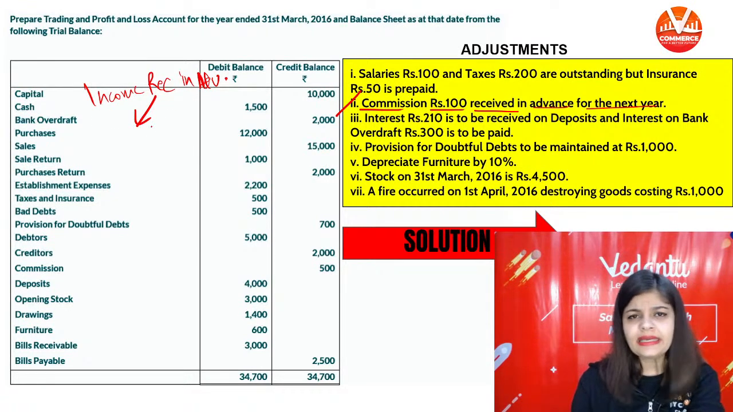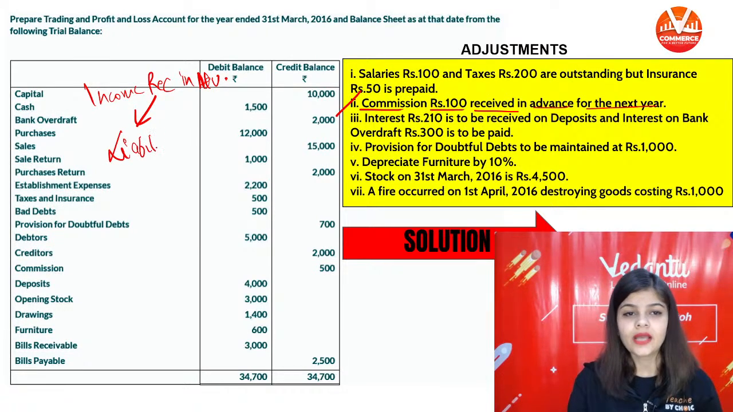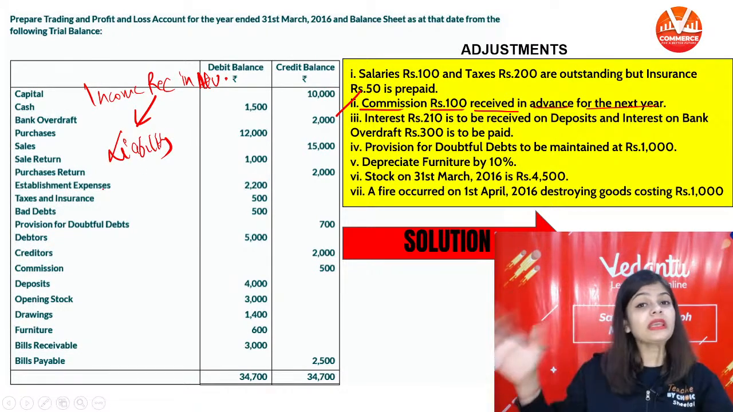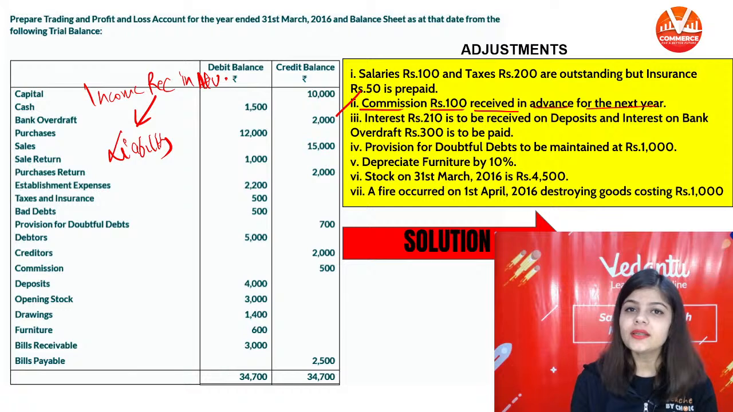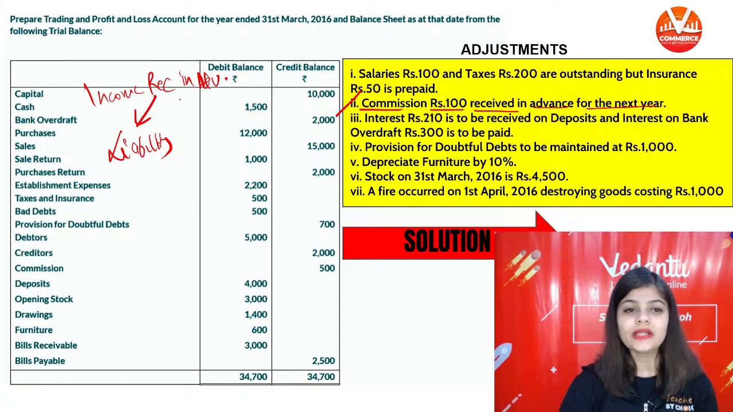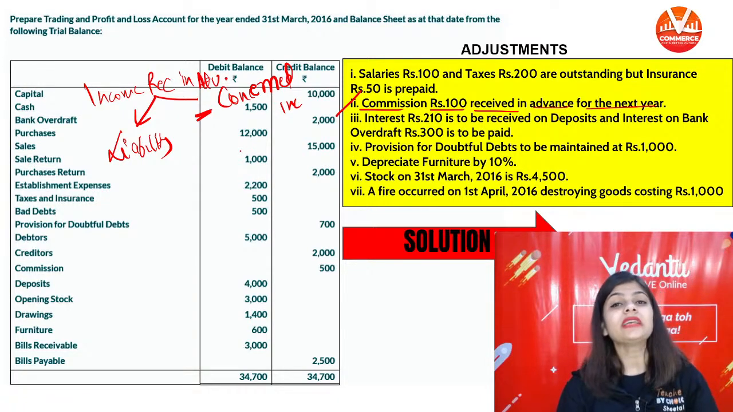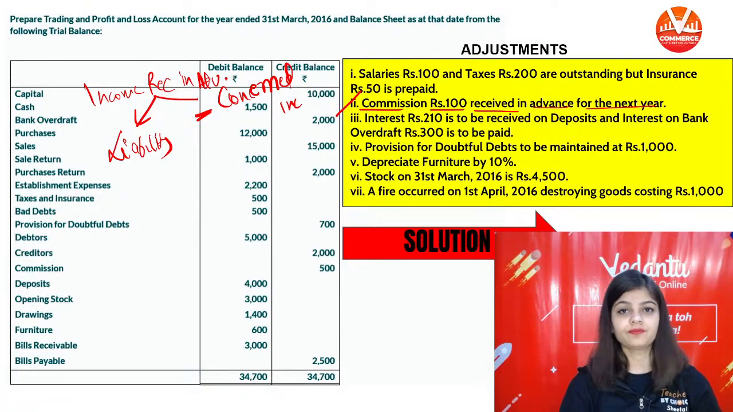So anything received in advance is a liability. अगर आपने फ्यूचर की इनकम आज रिसीव कर ली है, दैट इज अ लाइबिलिटी and it is not a part of current year because it is related to the next year. So you will subtract from concerned income. So record on the liability side and subtract from commission.